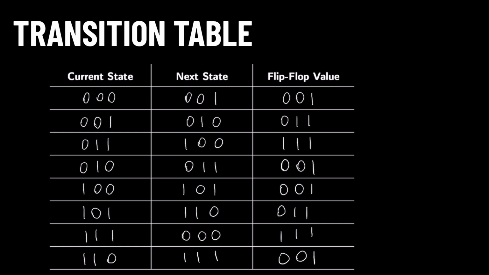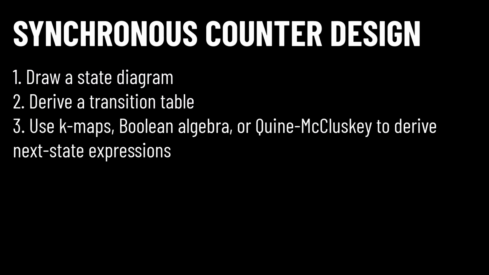It contains all of the possible output values of each of the flip-flops in the circuit, and then has next state columns representing the next values that should be present on the flip-flop outputs once the clock ticks. Flip-flop value columns are used to determine what value should be present on a flip-flop input to generate that transition. Then, K-maps, Quine-McCluskey, or Boolean algebra can be used to derive next state expressions for each flip-flop.